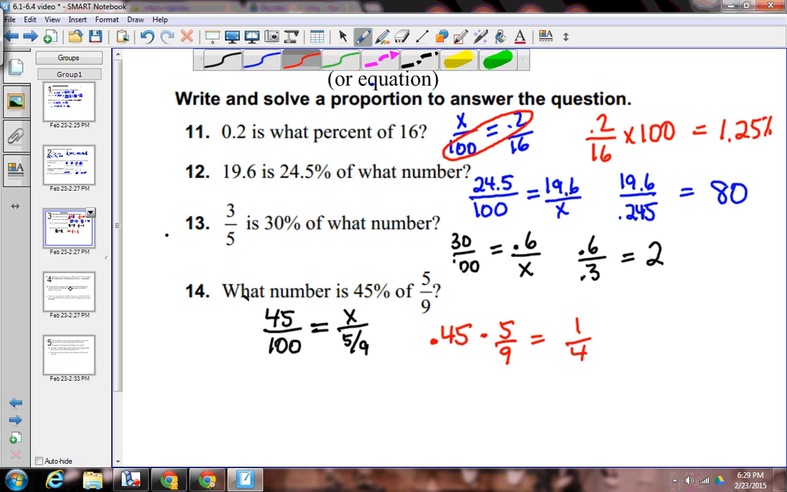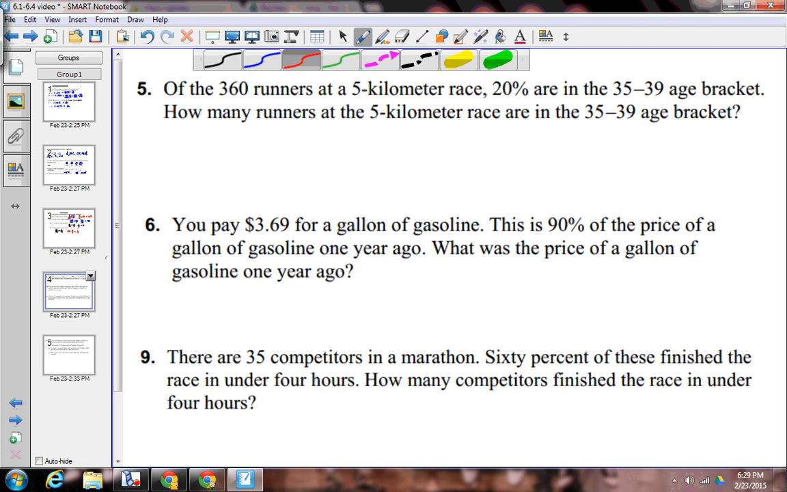Okay, moving on, let's try some word problems. There are quite a few word problems on the quiz, so be sure you read them very carefully to figure out what they're asking for. Is it the part? Is it the whole? Is it the percent? Okay, so I'm going to use equations actually for each of these, but you are welcome to use proportions as well to solve these.